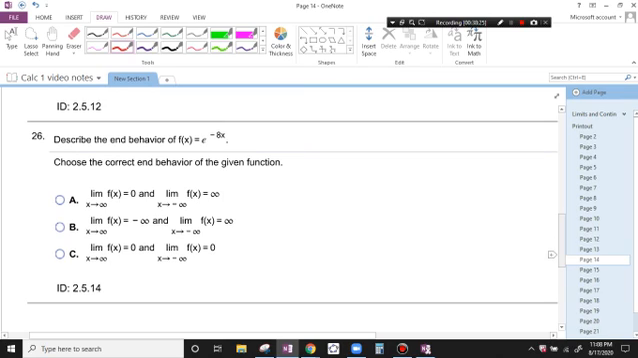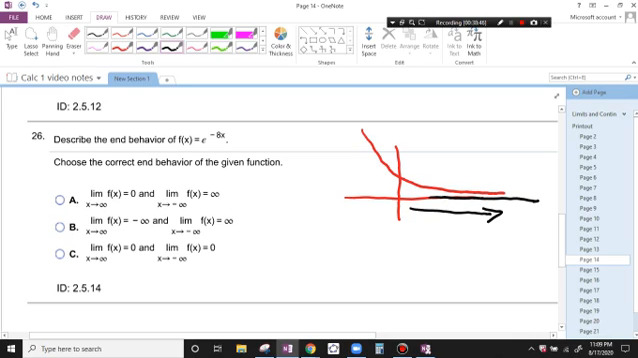We need to know the end behavior of e to the minus x. So e to the minus x or e to the minus 8x looks like this. All right, so this is one that we need to know. As x goes to infinity, that's this way. So that means x is going to get larger and larger. What happens to the graph? It goes down to the x-axis, which is 0. So all the way to the right, to positive infinity, it should go to 0.